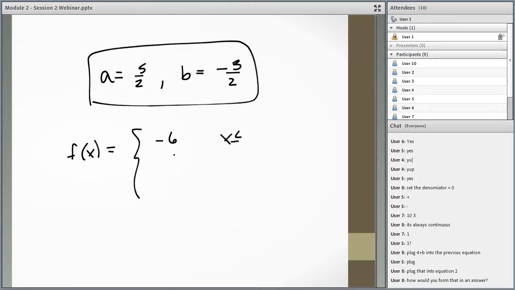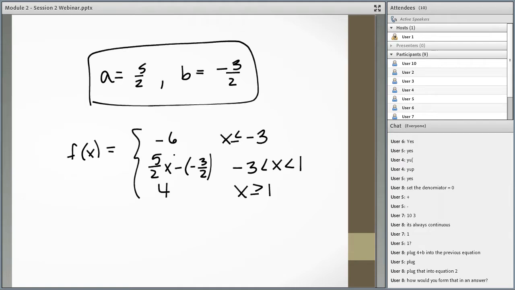So you would have negative 6 when x is less than or equal to negative 3. And now, for your second equation, it is ax minus b. So you'd have 5 halves x minus 3 halves, minus b, so minus negative 3 halves. You could write that as plus 3 halves. Between negative 3 less than x is less than 1, and then 4 when x is greater than or equal to 1. I am going to go ahead and simplify that negative negative into a positive.